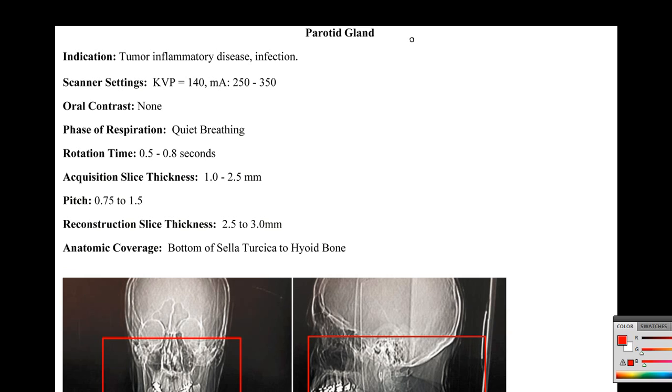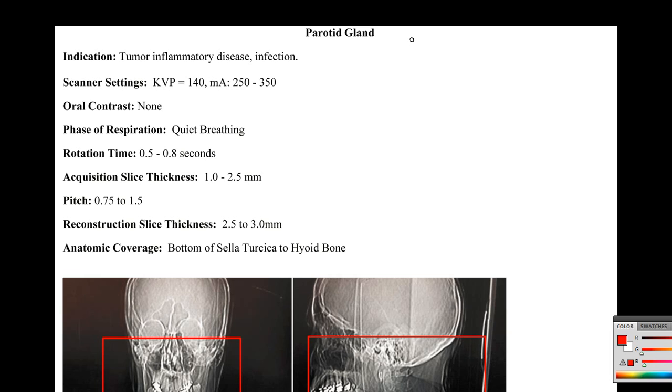The acquisition slice thickness is going to be 1 to 2.5 millimeters, and the pitch is going to be 0.75 to 1.5. 0.75 is going to mean that you're overexposing some parts of the anatomy, whereas 1.5 is not going to overexpose the patient's anatomy. The trade-off here is that you're dealing with small areas, and 0.75 is probably going to yield slightly better images with reduced noise, but the trade-off in dosage is probably not going to be something that you want to compromise on.